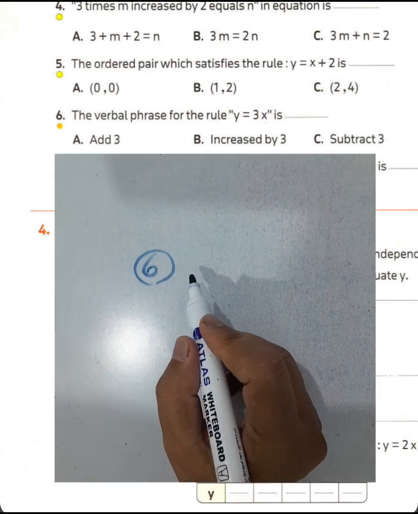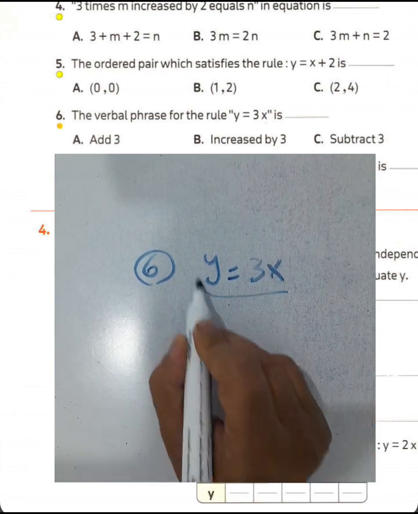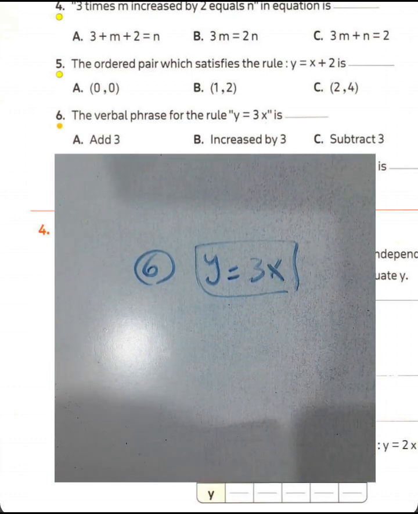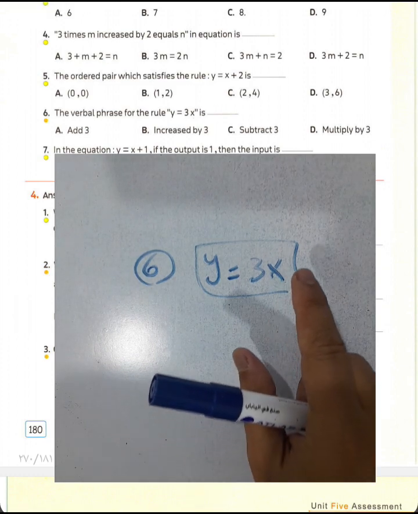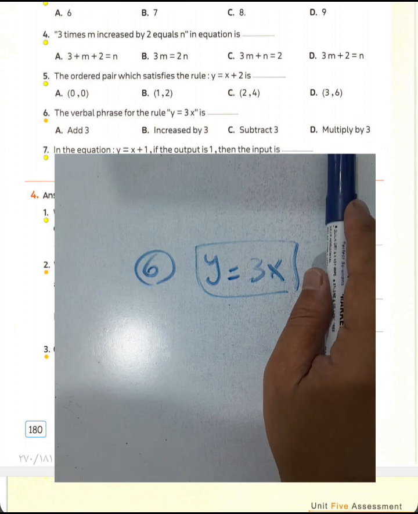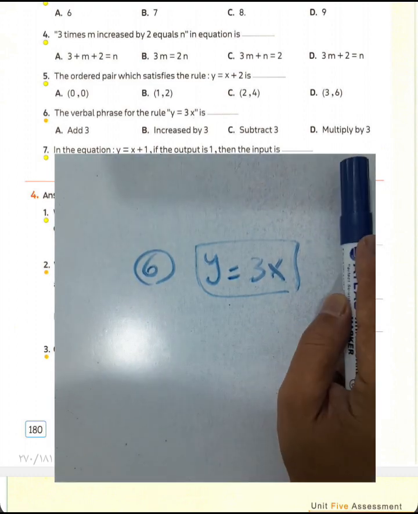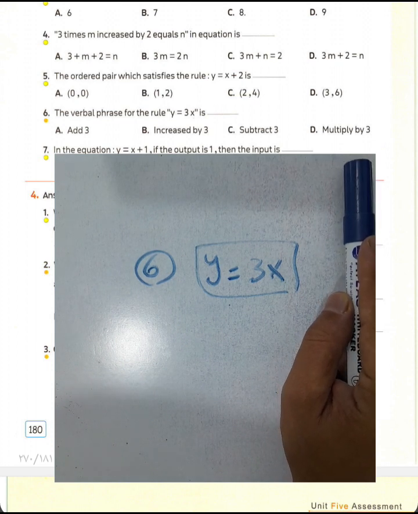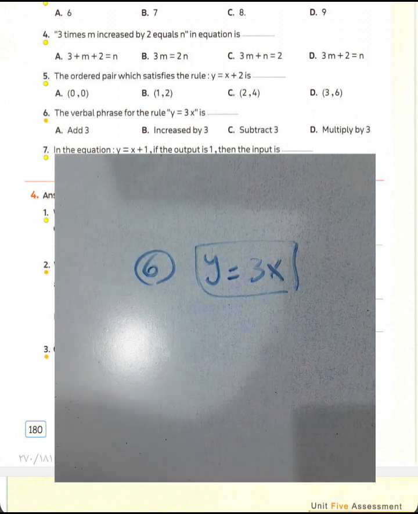If it's a verbal phrase for the rule y equals 3x, what do we want to find? The verbal phrase will be 3 times x, or multiply by 3. Here we must choose letter D. Y equals 3x means y equals 3 times x, or multiply by 3.